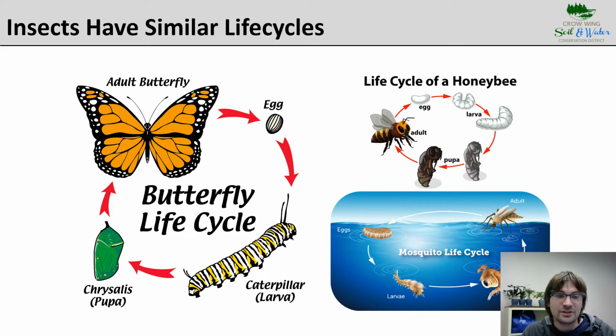If you look, here we have a butterfly, a honeybee, and a mosquito. All of these insects start out as an egg. They go into a larval stage, which, if it's a butterfly, we'll call a caterpillar. And then they pupate, and then turn into the adult, which lays more eggs, and the cycle continues. We see this with the mosquito, where it goes eggs, larvae, pupae, adult. We see this in a honeybee, where it's egg, larvae, pupae, adult.